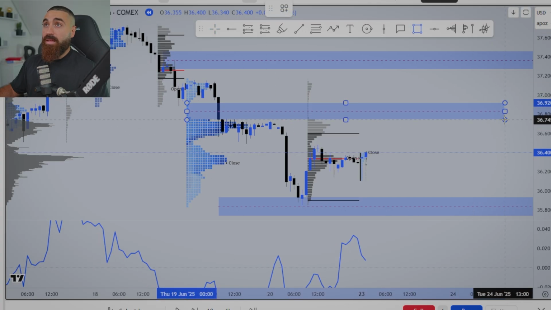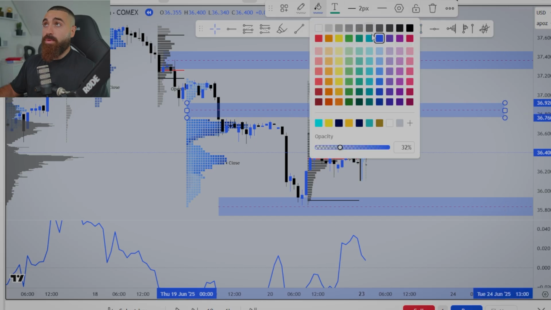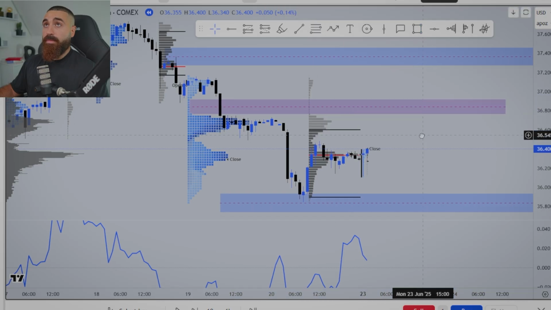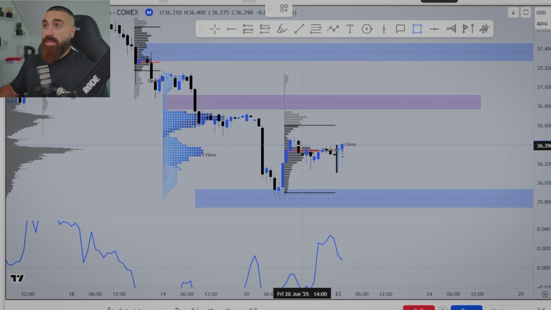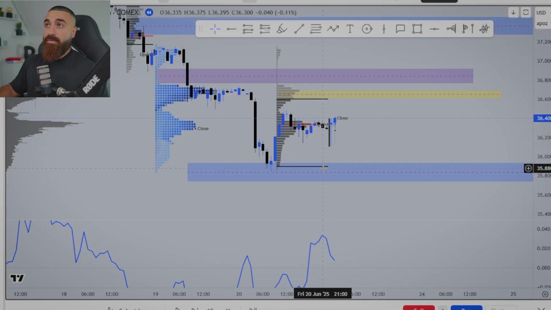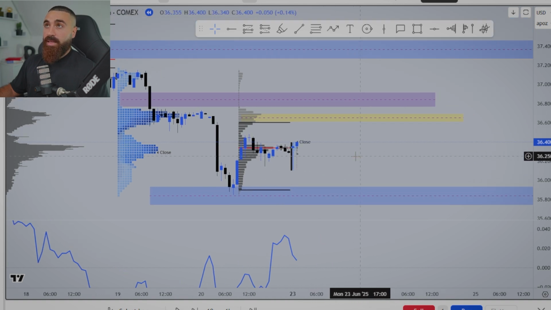So this is an area that I want to watch. I'm gonna put this as purple. All right, the second area I want to watch, this is Friday, is gonna be value area high. Okay, here we have the weekly value area low, and already we have it from the weekly, so we don't have to put it from the daily as well.